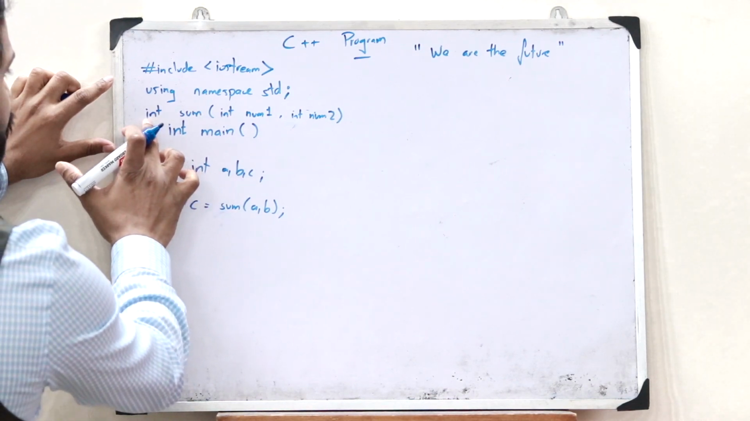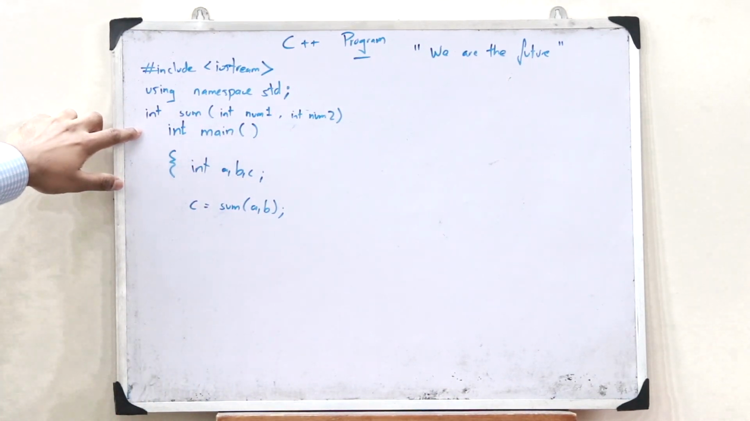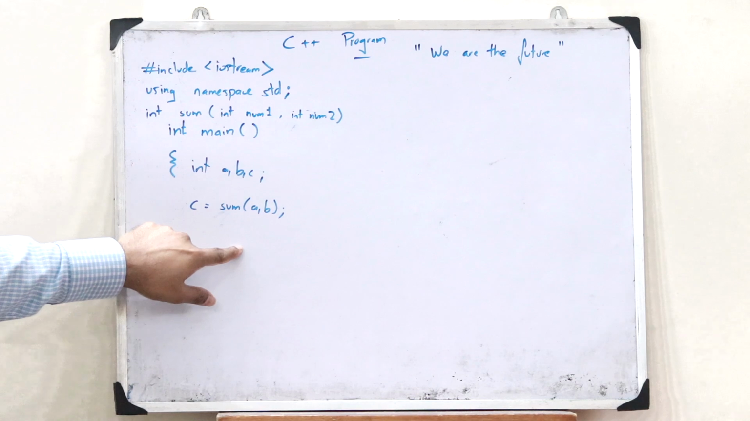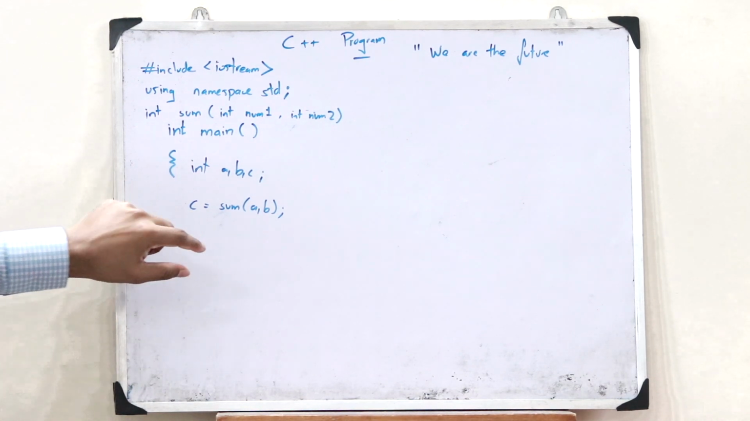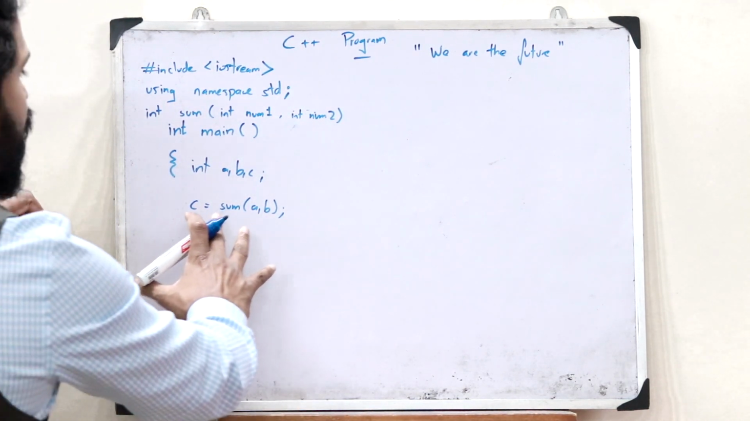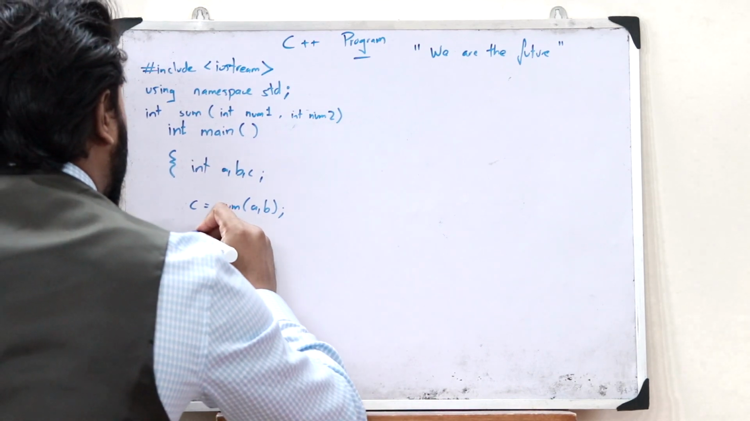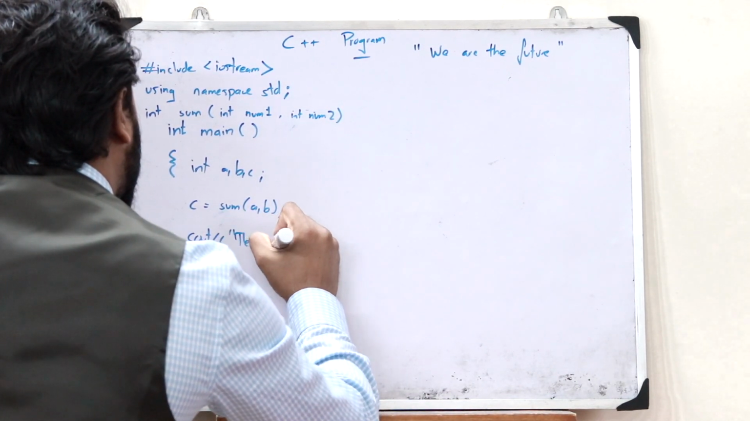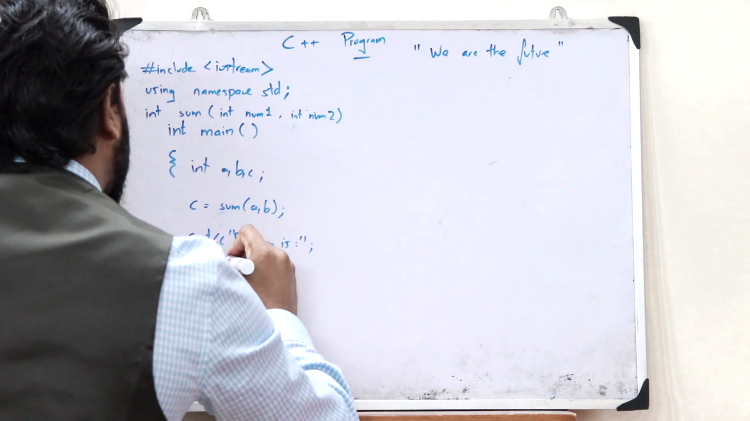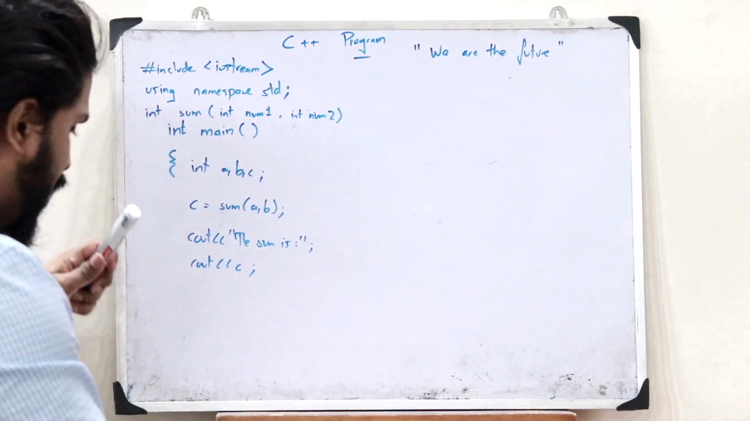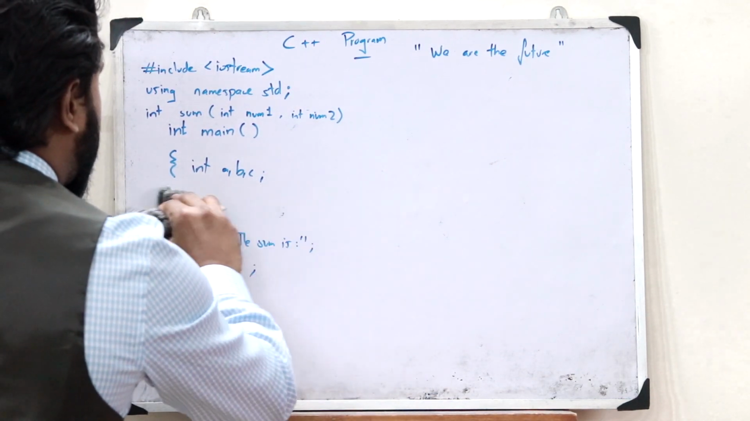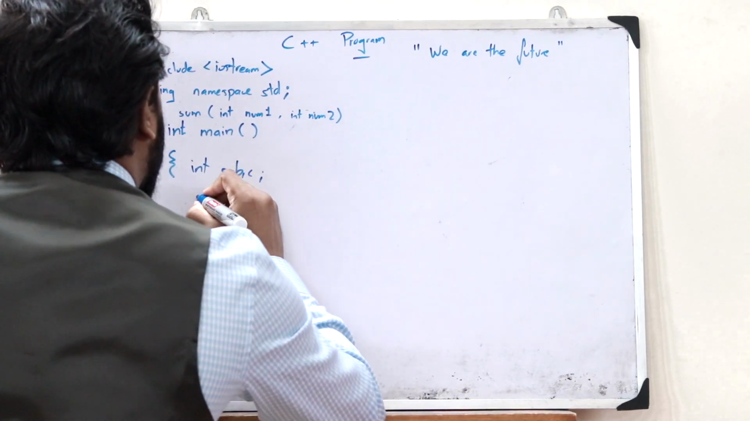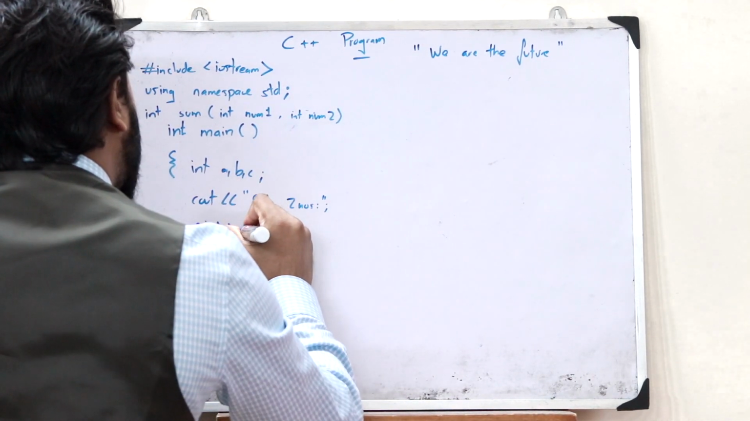That is why we use the word int here, because int states that an integer value will be returned and will be stored in C. So therefore, C is equal to sum of a comma b, and therefore cout the sum is cout C. But here we do not accept any value. So let's accept a value and show. Let us say cout enter two numbers, cin b and c.